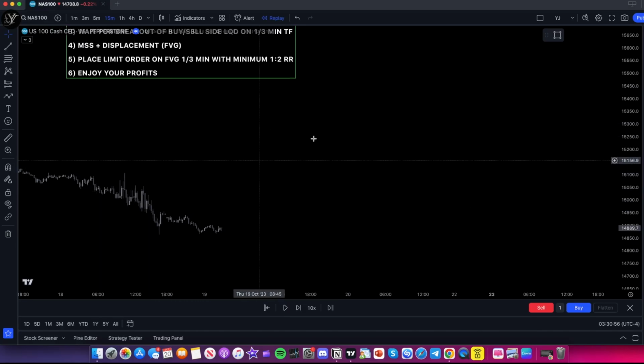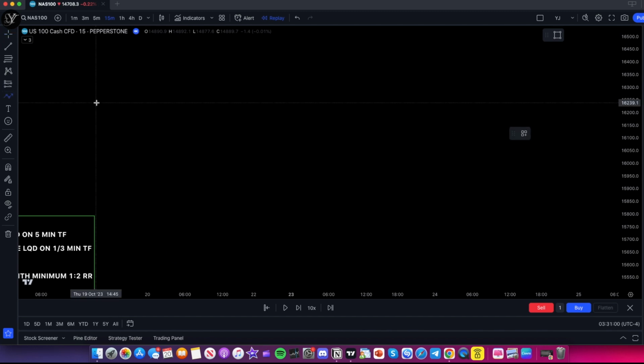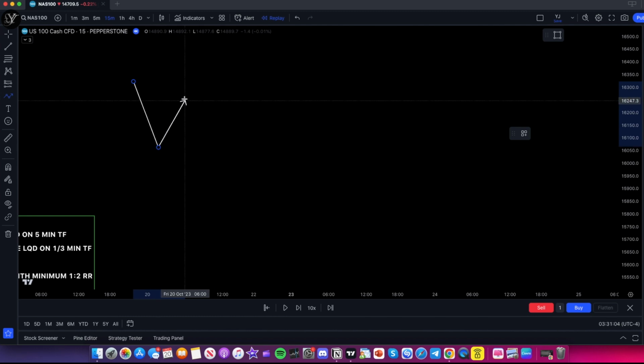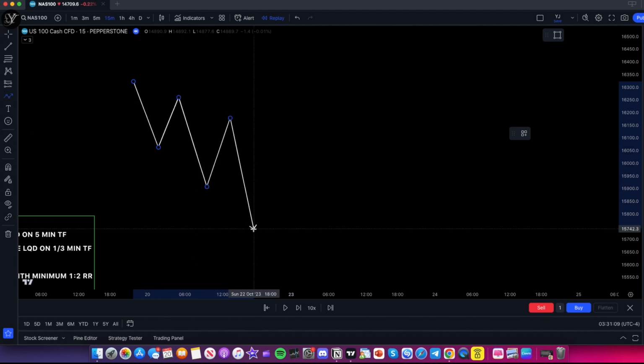So just before I get into the live charts, I'm going to draw you guys a diagram so you can get a better understanding of what we're working with here. So price is initially bearish. We're printing lower highs, lower lows, lower highs, and lower lows.